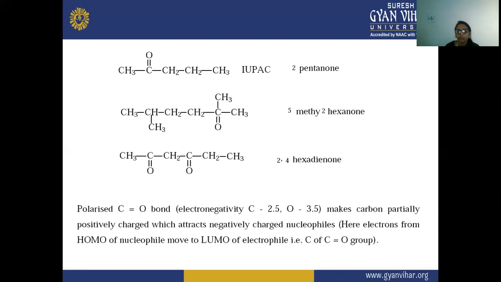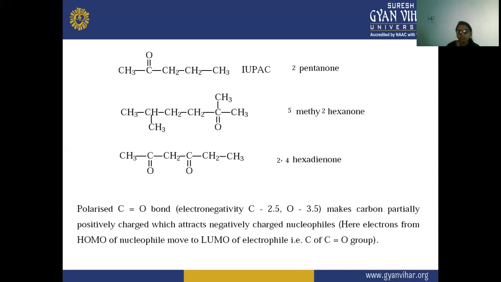This is according to the IUPAC system: CH3, CO, CH2, CH2, CH3. Its name is 2-pentanone, because the carbonyl group is attached at the second position. We have numbered it from the left side, so CH3 gets the first position, then CO, then CH2, CH2, CH2. So according to IUPAC its name is 2-pentanone, and according to the common system its name is propyl methyl ketone.